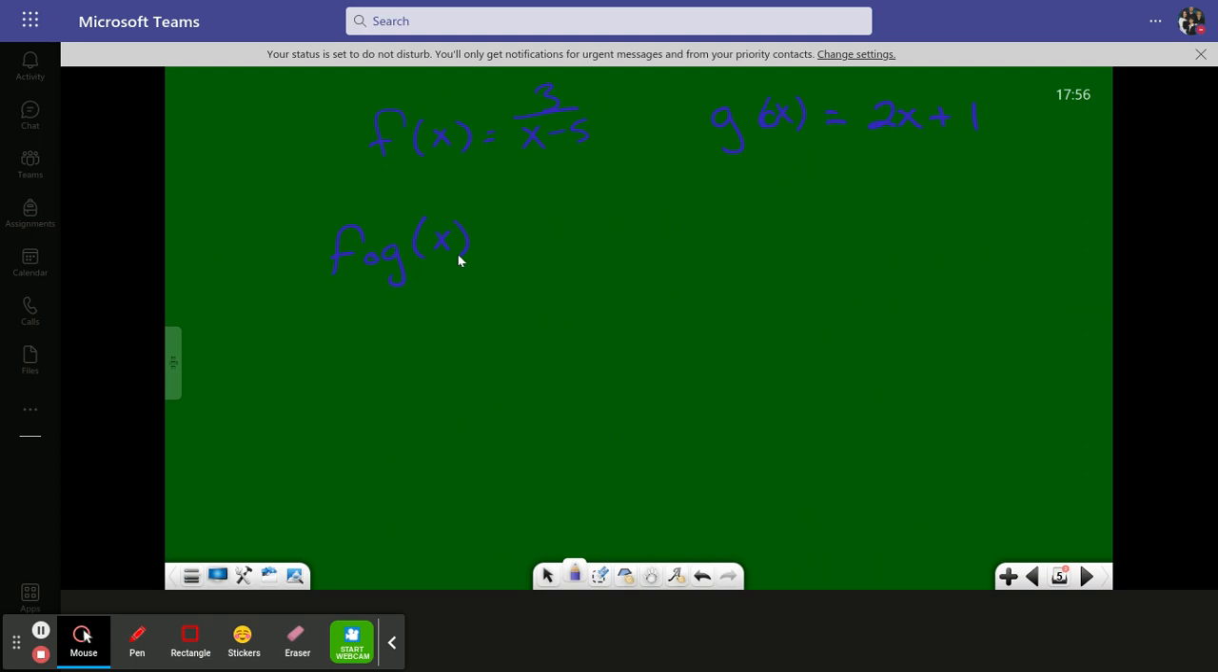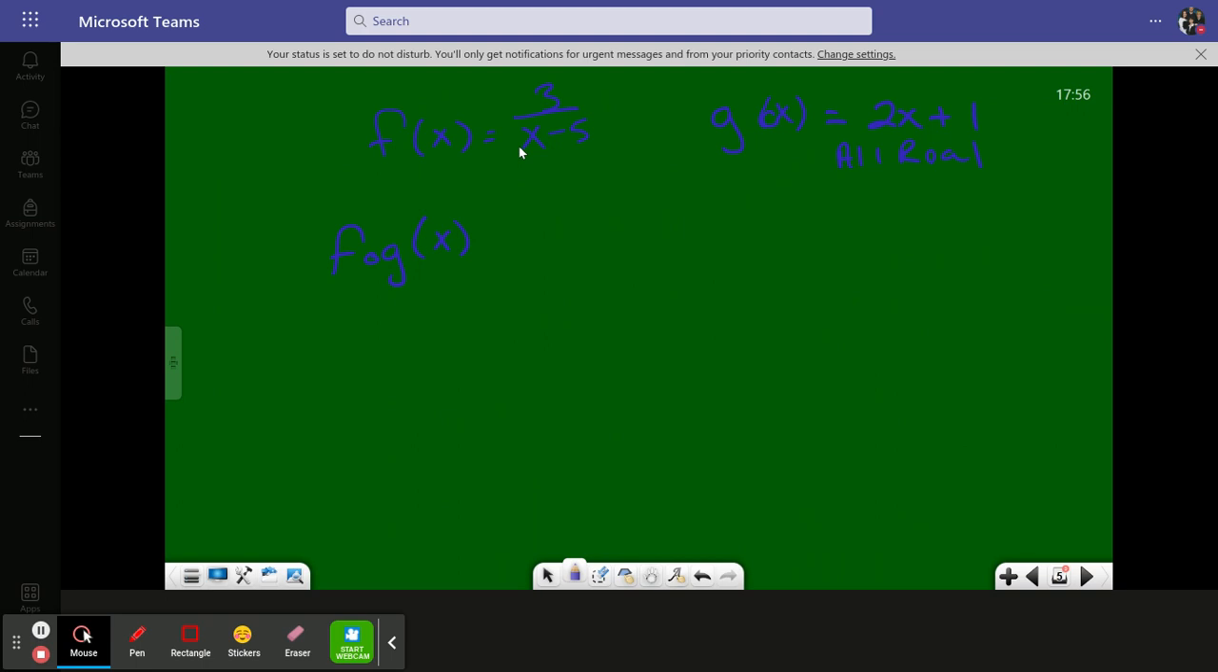I'm going to look to the inside function first, 2x plus 1. What kind of a graph is that? That's that linear one, right? And the domain is all real. So far I'm doing good. But is my domain going to be all real here? Right, so I can't have that.